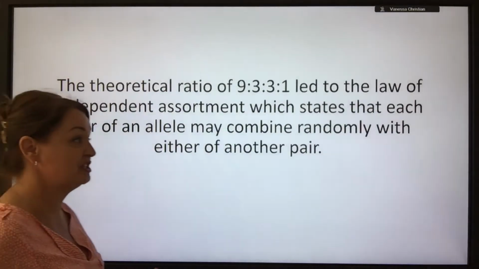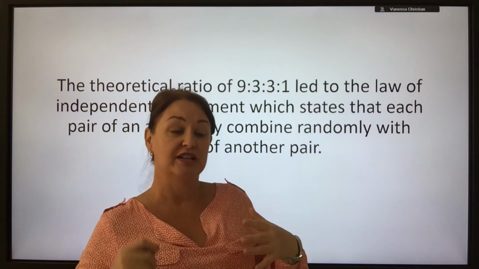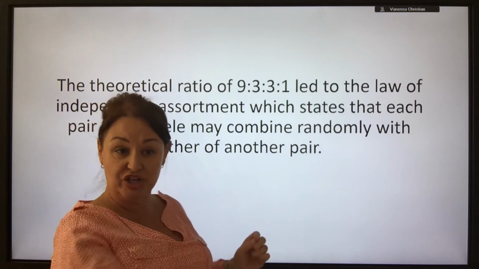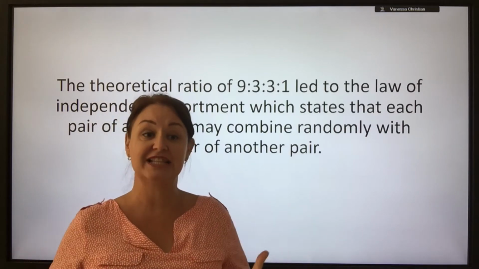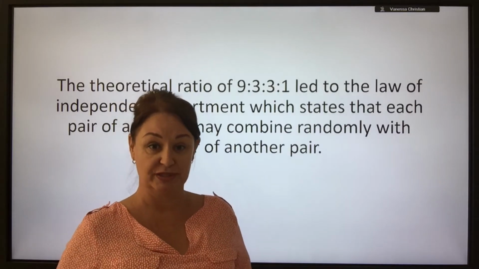And the whole point of it is, because again with AQA they want to know about evidence, how coming up with this 9:3:3:1 ratio led to the evidence and provided the evidence behind the idea of independent assortment.